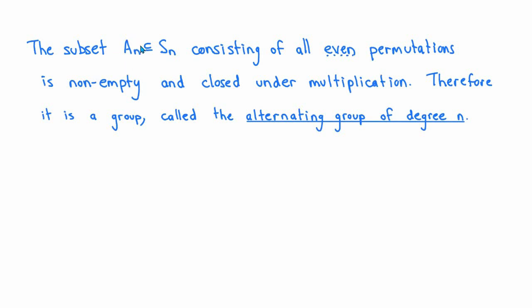If n is 1, then A1 is just the trivial group, so its cardinality is 1. But if n is bigger than or equal to 2, then it turns out that the cardinality of An is equal to n factorial divided by 2, which is exactly half of the cardinality of Sn. You can probably already guess why that's true, and the proof is not too difficult.